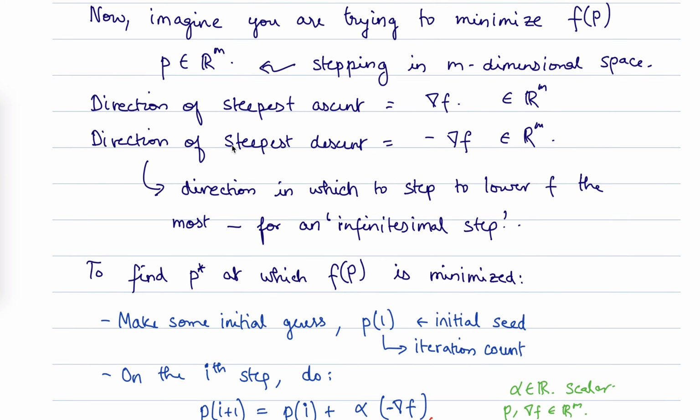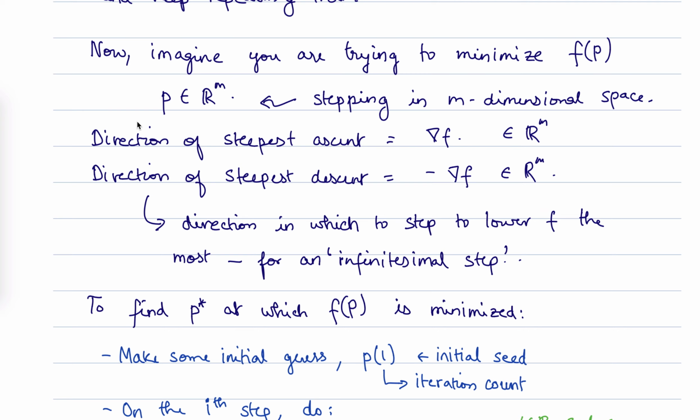Okay, so more formally, this is the method. Imagine you're trying to minimize f of p, where p is in R^m. We are really stepping in m dimensional space, right? So you're doing the stepping business in m dimensional space as opposed to 2D or 3D. It turns out we can show mathematically that the direction of steepest ascent is the gradient of f. The direction of steepest descent is the negative of the gradient of f. Of course the gradient and the negative of the gradient belong to R^m, so it is a step in R^m, which is what we want to do.